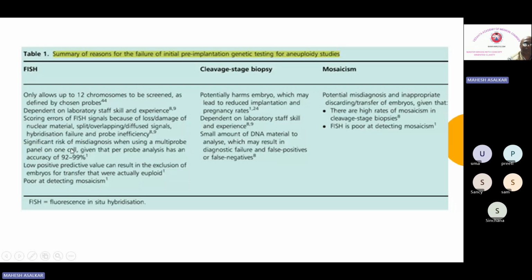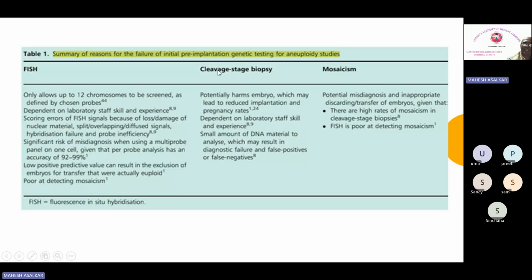There is a significant risk of misdiagnosis when using a multi-probe panel on one cell. Okay, and low positive predictive value can result in exclusion of embryos for transfer that were actually euploid. So sometimes because it has got a low positive predictive value, even you may discard the euploid embryo. Okay, and it is poor at detection of the mosaicism. Okay, mosaicism is something like that the fetal cell line is different, the placental cell line is different, and this FISH is unable to differentiate between the two. So this is poor at detecting the mosaicism.